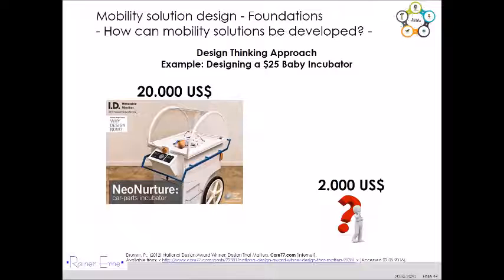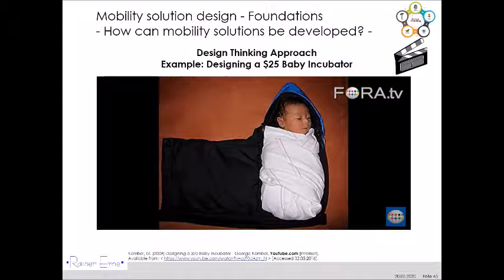So the 4 students in the Stanford Design School, they got the task to develop a solution for the prevention of the death of premature babies in low-income countries. And I show you what the outcome was.